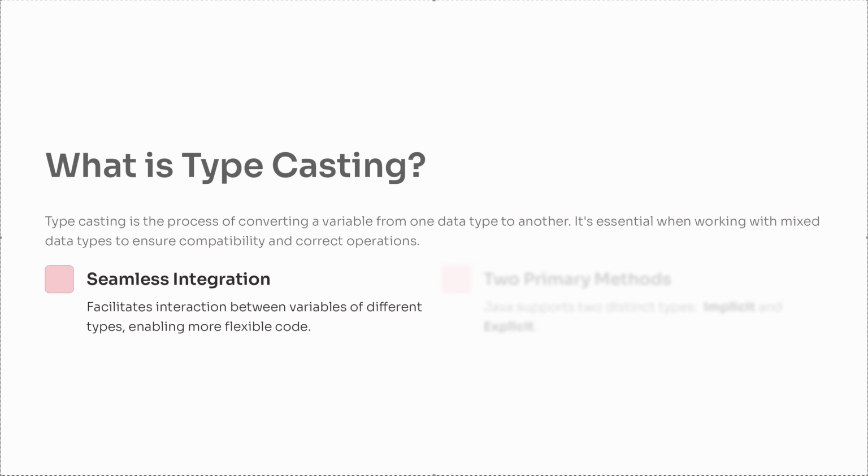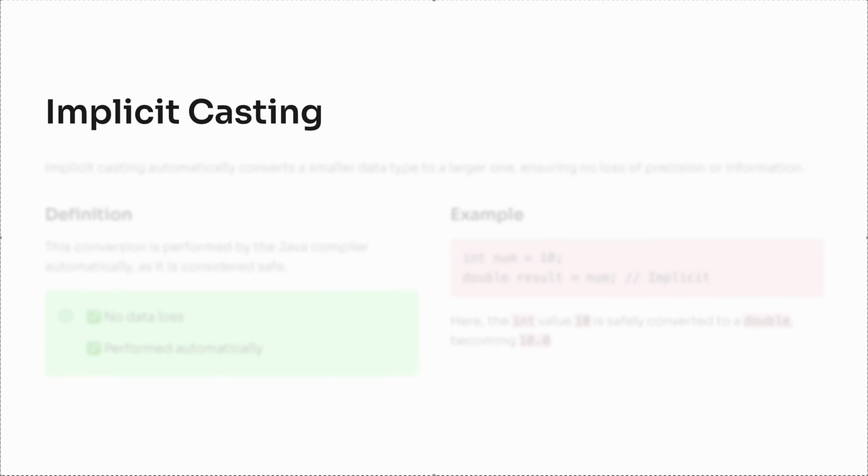Basically, there are two types of typecasting: one is implicit typecasting and the other is explicit typecasting. Let's see what implicit typecasting is.